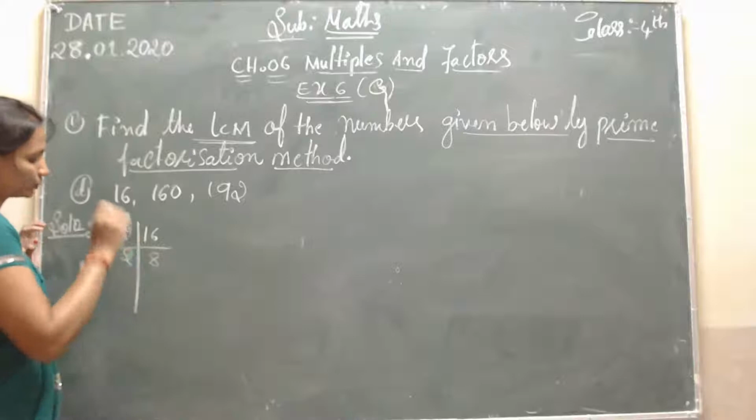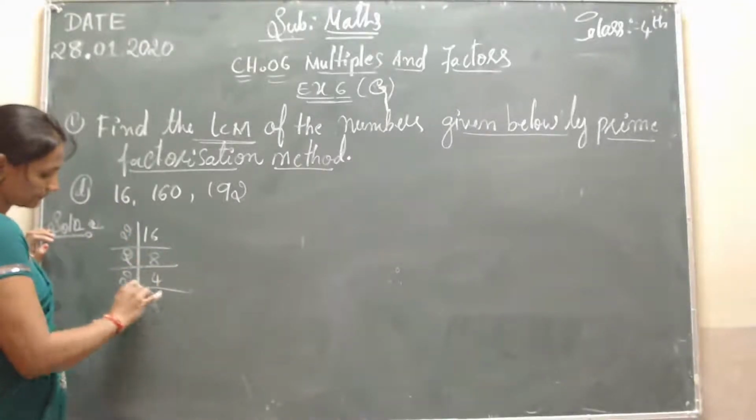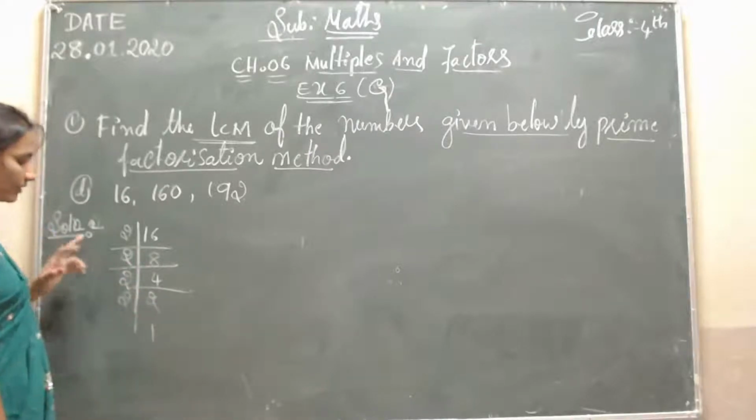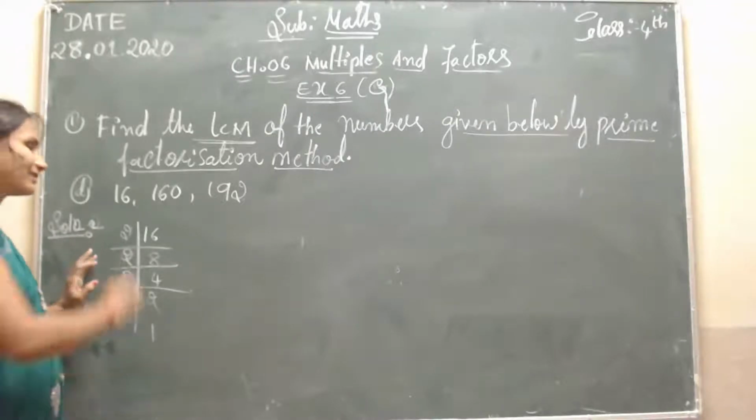Then 2 4s are 8. Similarly, next 2 2s are 4, students. 2 1s are 2. How many factors? 2 is multiplied 4 times. This is 16. Okay, this is finished.